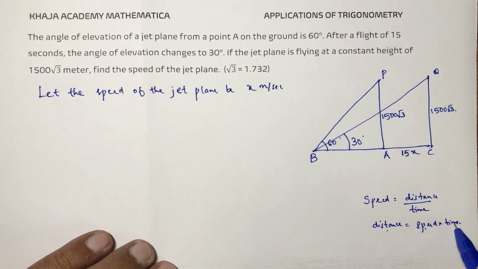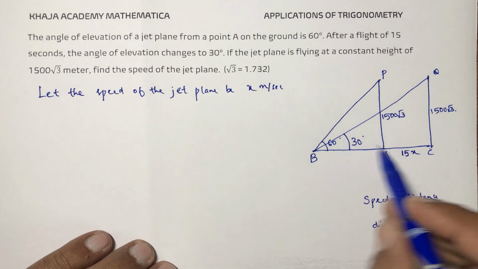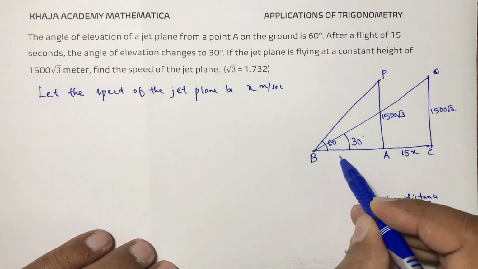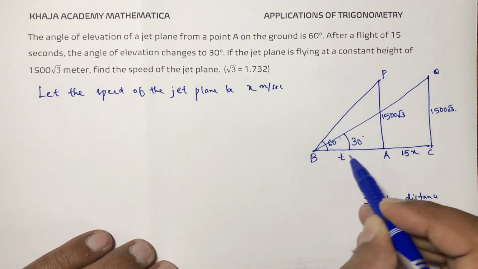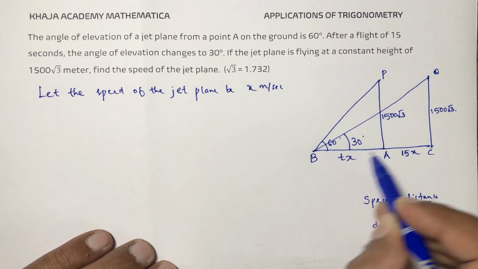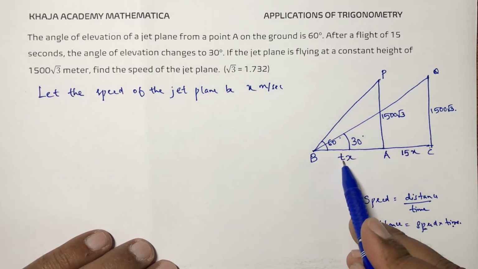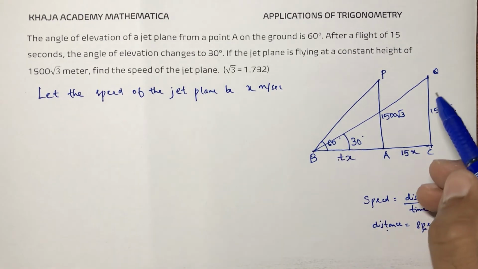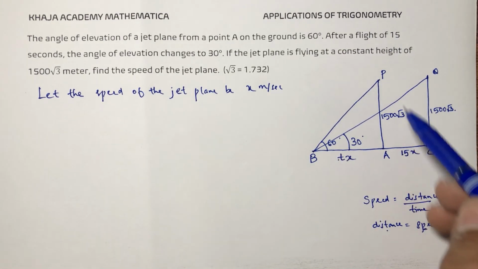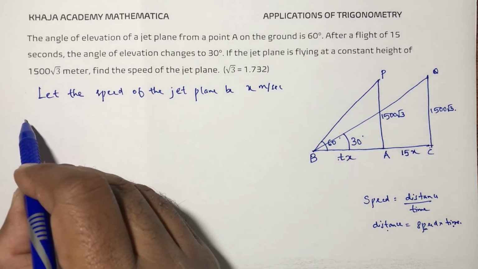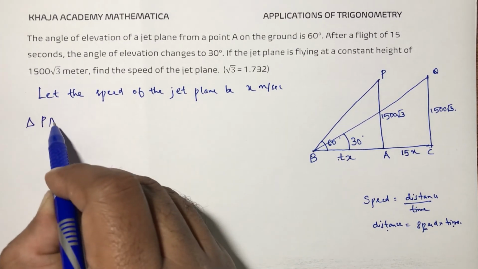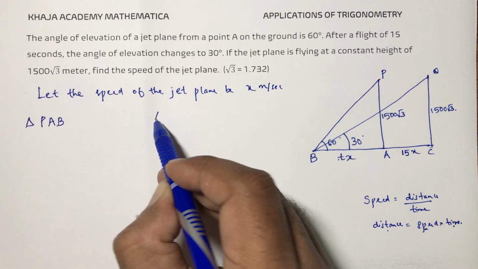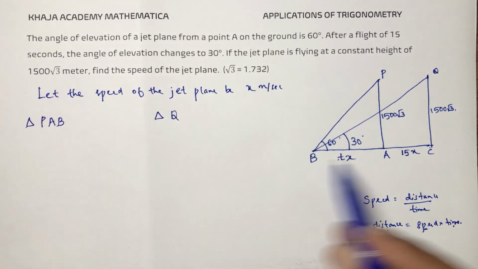So now here AC is a distance, so I'll write it as 15x. Distance is speed into time. Speed is x, time is 15 seconds. So 15x. AB, these values we don't know. You can take time as t and speed as x, because AB is a distance, speed into time. Now take two triangles. First one, triangle PAB, and triangle QCB.